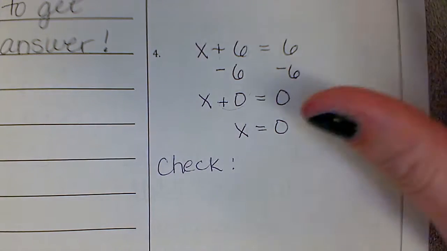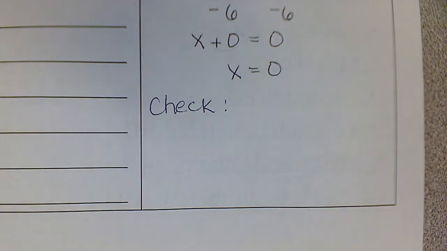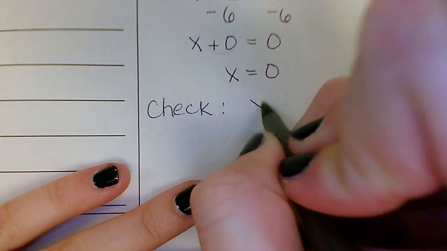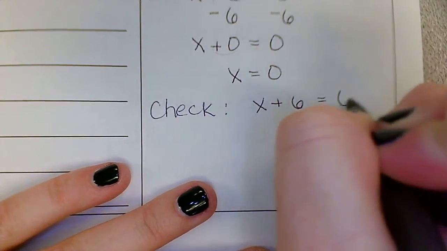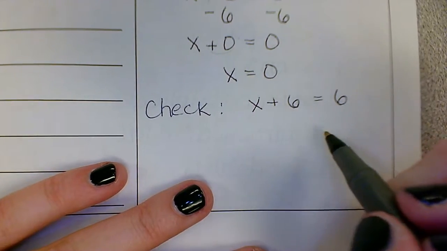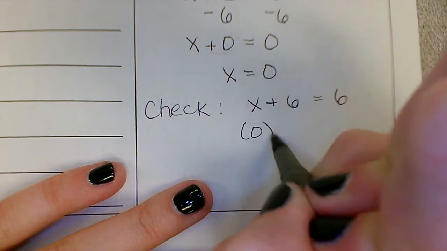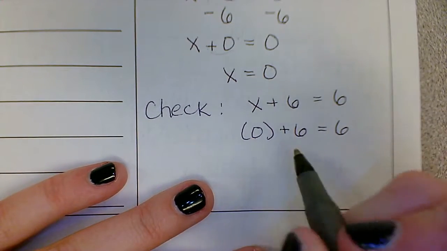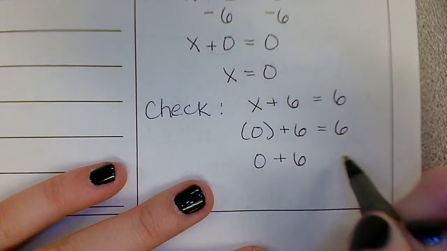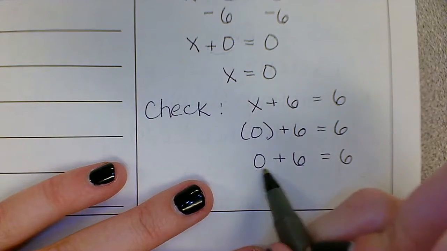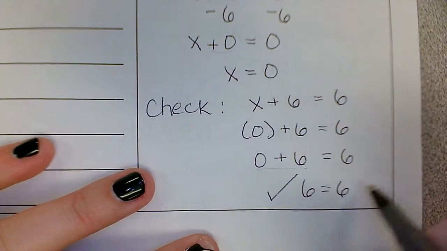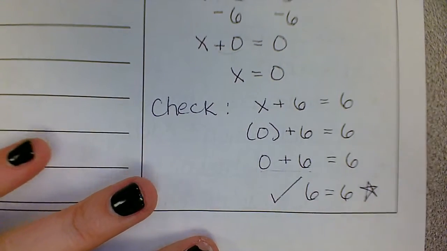Okay, so I'm going to assume that everyone has sat there and checked your work. So, like I'm sure you all did, we had my original equation, x plus 6 equals 6. I replaced my x with the answer that I got. Nothing else can go on in here, so I'm just going to have 0 plus 6 equals 6. 0 plus 6 is 6. Does 6 equal 6? Yes. Give myself a check, a star, whatever it is that you want to do.